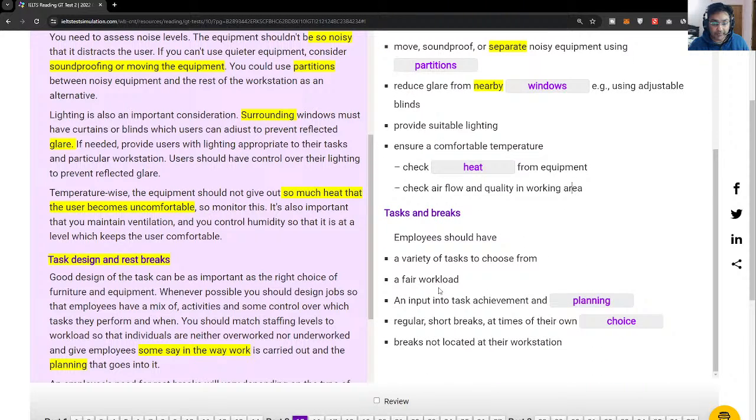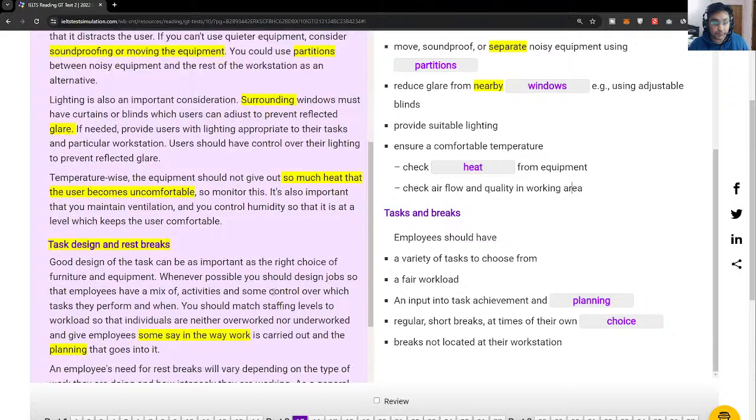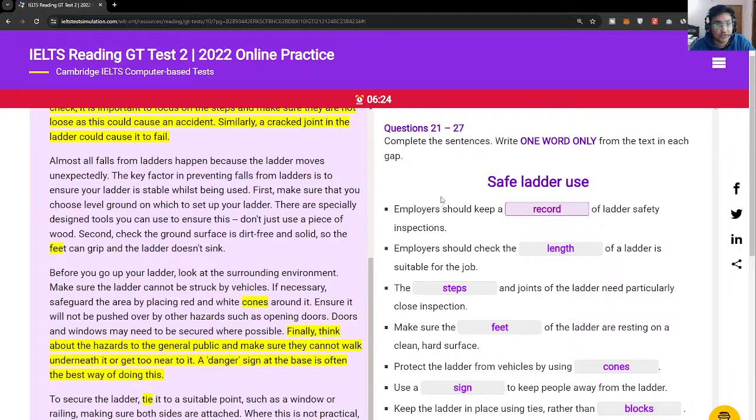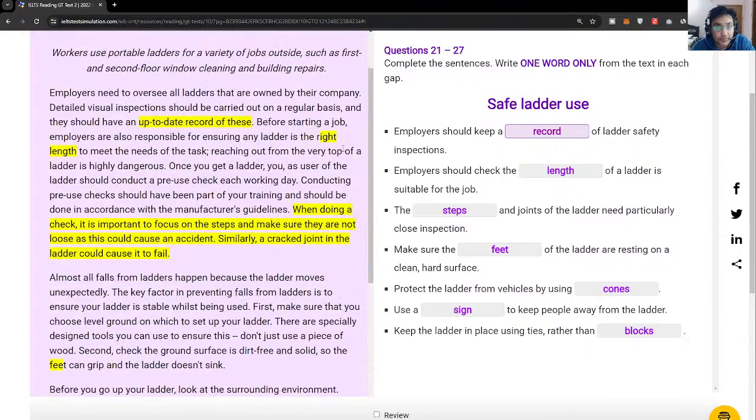Check airflows, backs, brakes, and input into task achievement and planning. Task achievement is having some say in the work that's carried out and the planning that goes into it. Planning. Regular short breaks at times of their own choice. Have a choice over when they can take the break. Alright. On to question 21. Employee should keep a record.